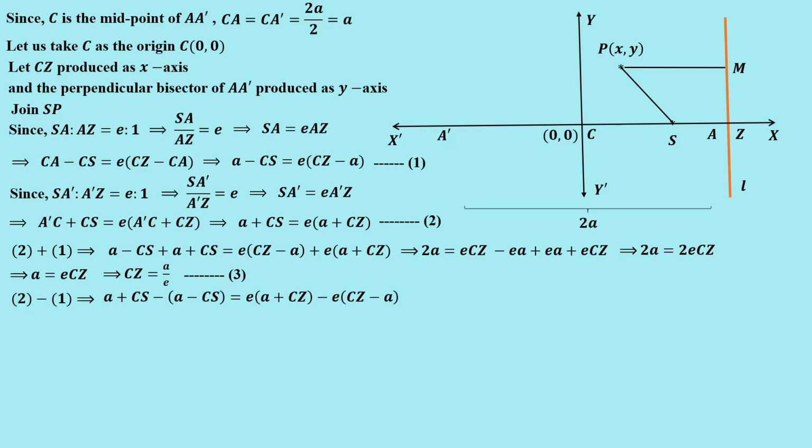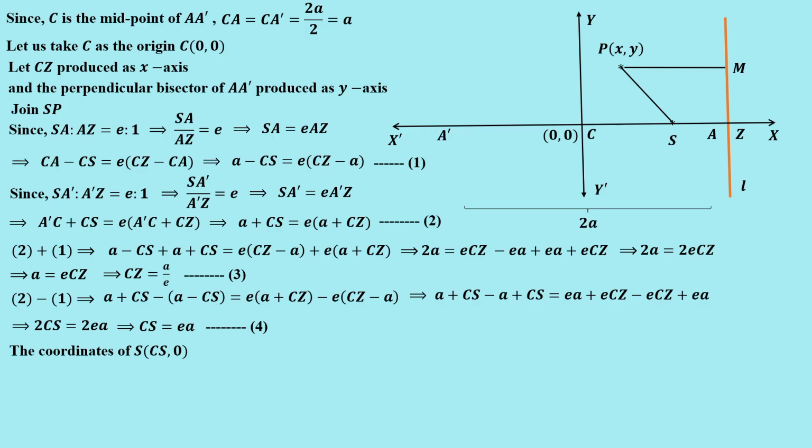Now 2 minus 1. a plus CS minus a minus CS is equal to e into a plus CZ minus e into CZ minus a. So a minus a gets cancelled on the left hand side, giving 2CS. On the right hand side, eCZ minus eCZ get cancelled, so remaining we are having 2ea. So 2 gets cancelled, CS is equal to ea. So that is equation number 4.